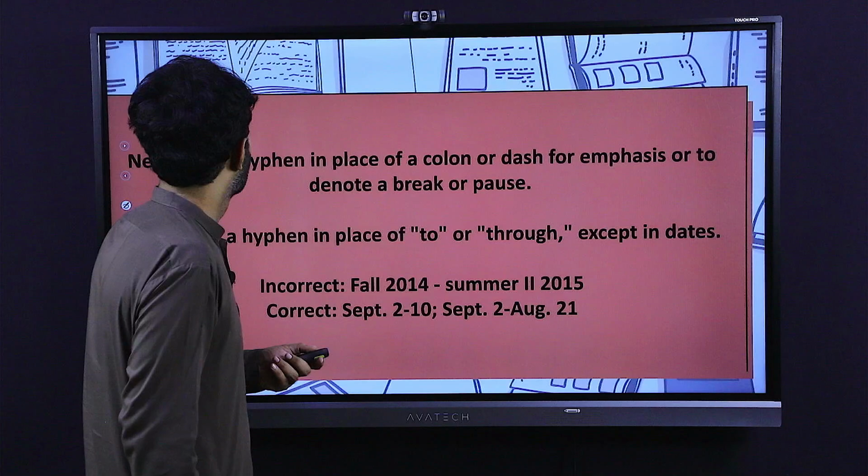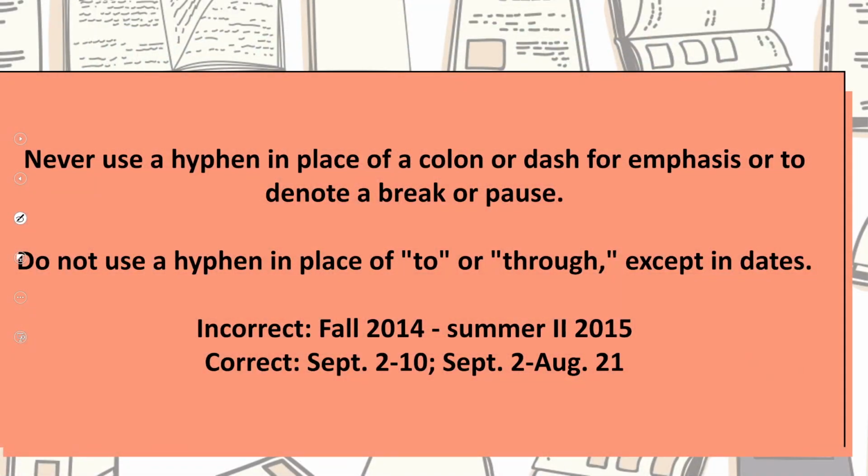Now, let's look at some conventions and some rules. You never use a hyphen in place of a colon or a dash. Colon is different. Two vertical dots are called a colon. And a dash is a little longer than a hyphen. So you do not confuse a hyphen with a colon or dash. They are different. We don't use them for emphasis or to denote a break or pause.